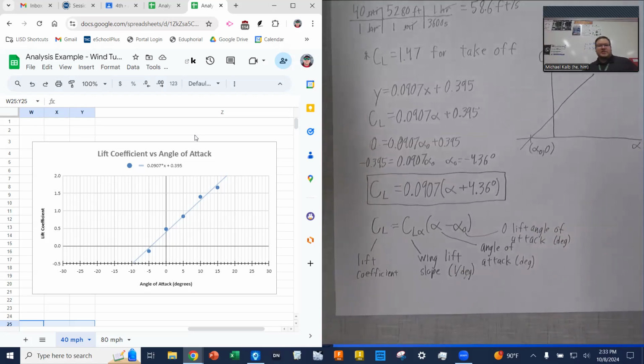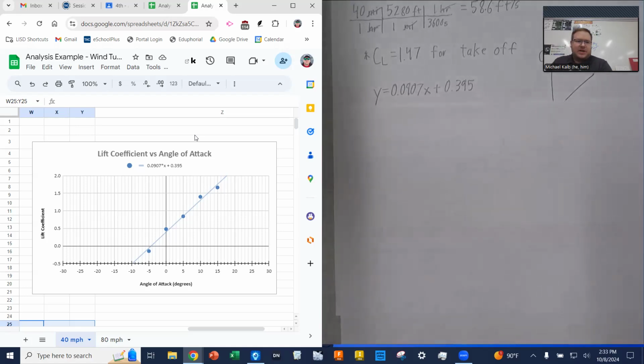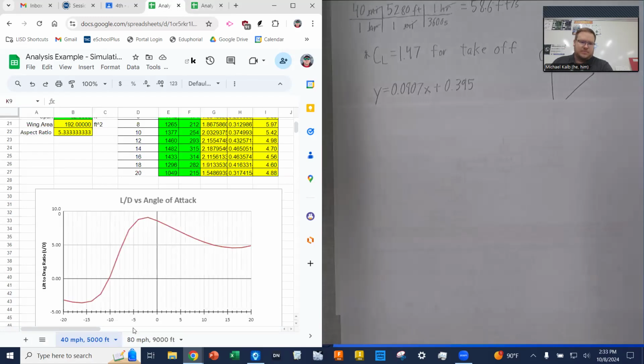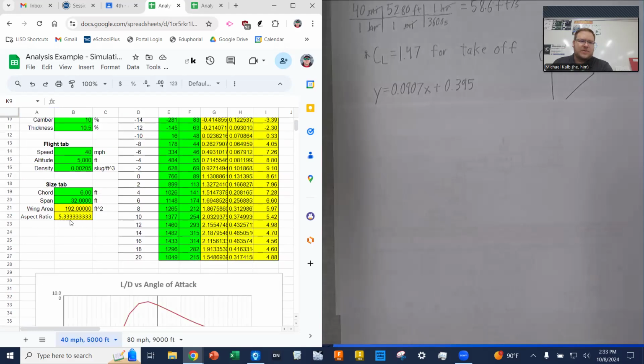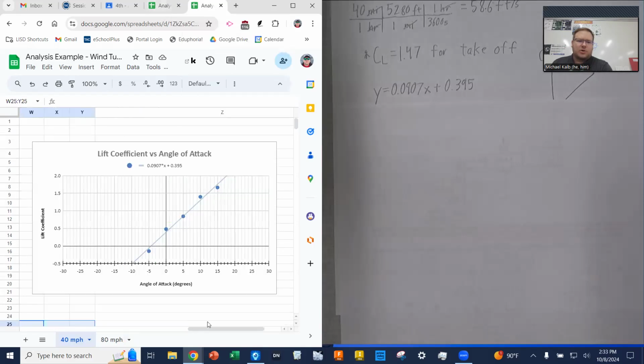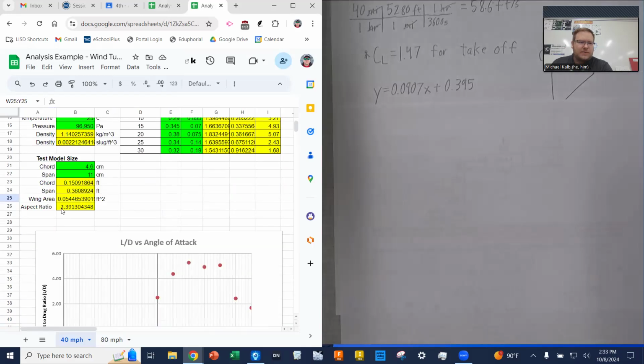So now here's the thing though. The problem is our wind tunnel model is not exactly like the full-size aircraft. They're the same general shape, but our wind tunnel model was much stubbier. Our full-size aircraft that we simulated, the full-size wing, has an aspect ratio of 5.3 repeating, but the wind tunnel model had an aspect ratio of only 2.39. So much different. It's about or less than half the aspect ratio. And that changes how efficient it is, the amount of drag it makes, and also how much lift it makes.